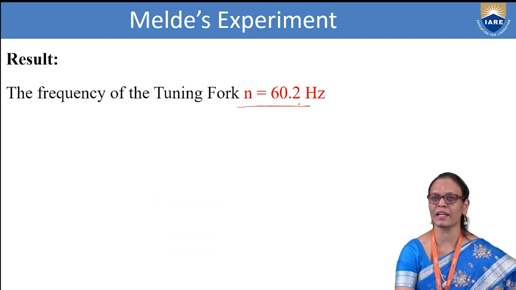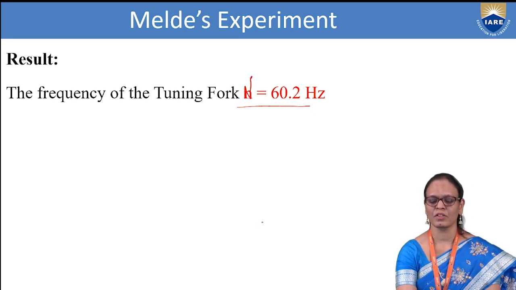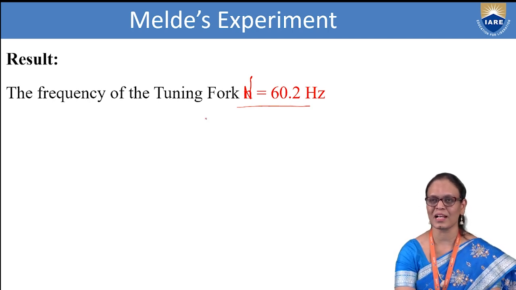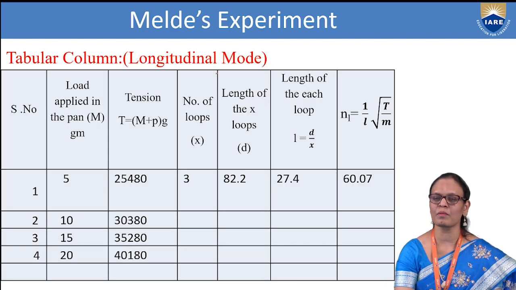Average of all the readings will give you the frequency of the tuning fork N. The frequency of the tuning fork is 60.2. This is of course in the transverse mode. You can repeat the same for longitudinal mode also.